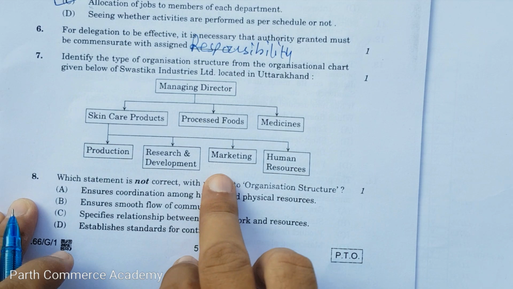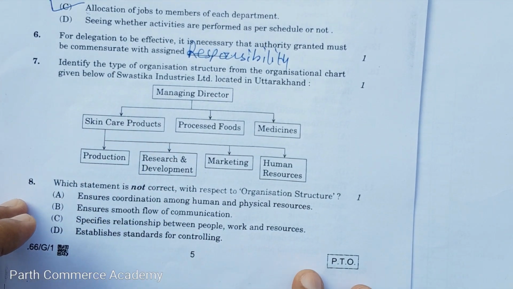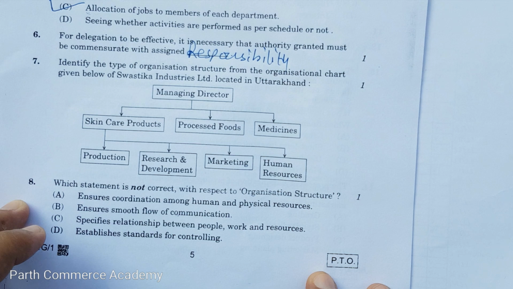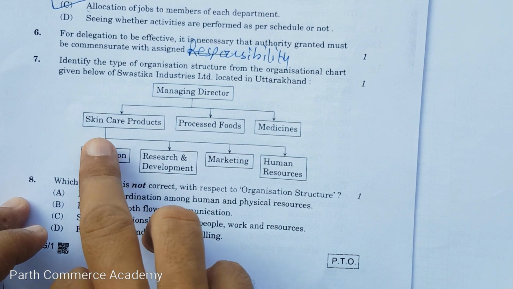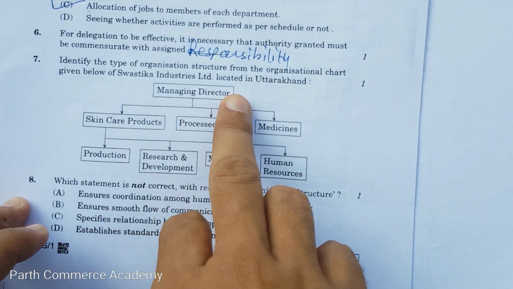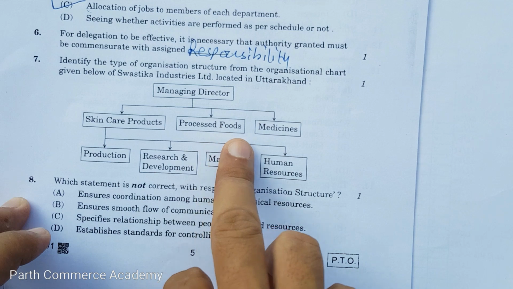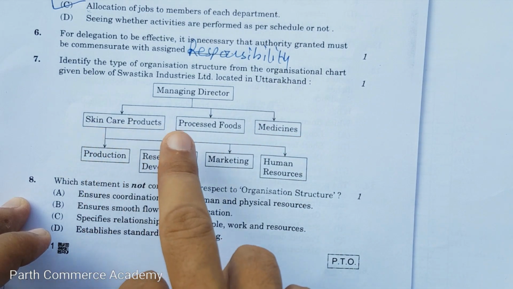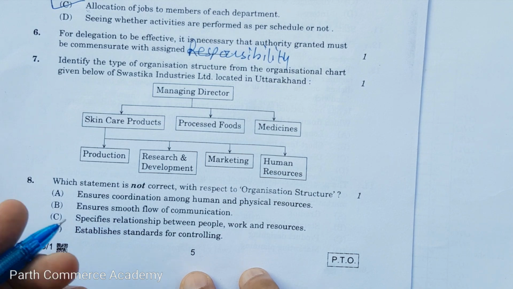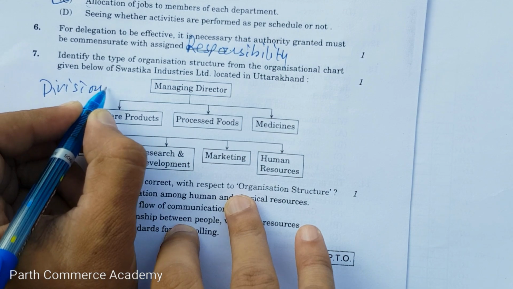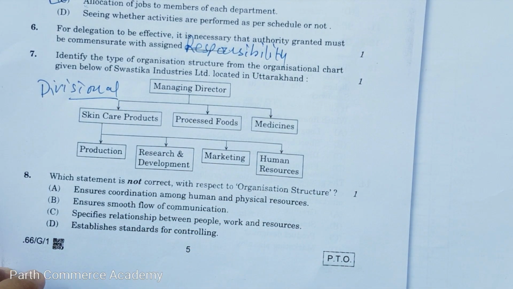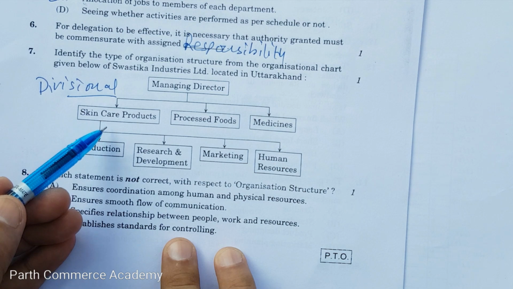Next, the figure is given here. Identify the type of organization structure from the organizational chart given below. Swastik Industries Limited, located in Uttarakhand. The chart is given like this: managing director, skincare, processed food, medicines. You can see different products are there. So we can say it is divisional structure. Here it is a chart of divisional structure, with different divisions on the basis of product line.